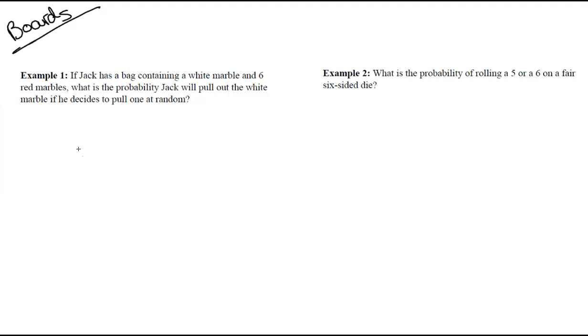All right, welcome back. Example 1, let's go through these answers. Jack has a bag containing 1 white marble and 6 red, so there are a total of 7. What is the probability Jack will pull out the white marble? There is 1 white marble out of 7 total. That's 1/7. Punch that into a calculator and you get 0.1428. Move it 2 decimal places and we get a 14.28% probability. Number 2. What is the probability of rolling a 5 or a 6 on a fair 6-sided die?